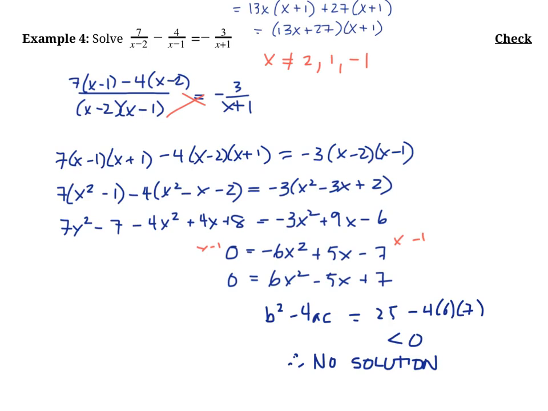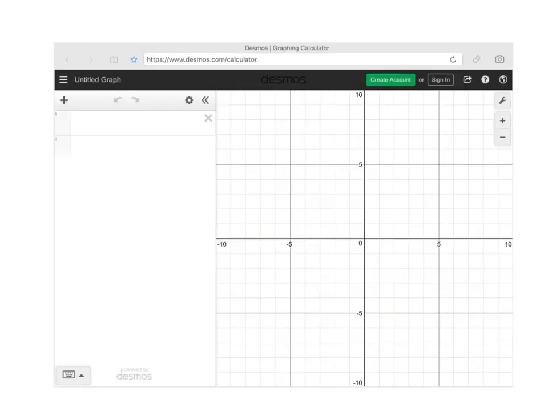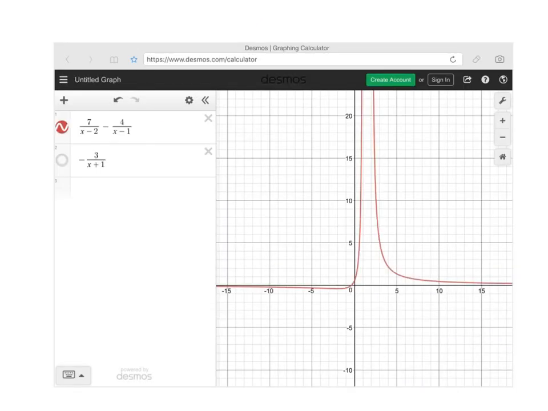Before I wrap up the video, I just want to show you what this looks like graphically. What do you think it means if there's no solution to this equation? Think about it for a second, and I will show you the graph. So looking here, I've graphed the two sides of that equation, for example 4, as separate equations in Desmos. And we see the left side I have shown in red. So that's 7 over x minus 2 minus 4 over x minus 1.